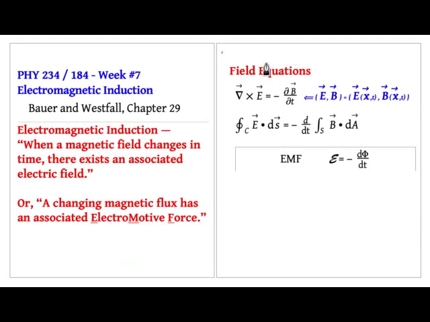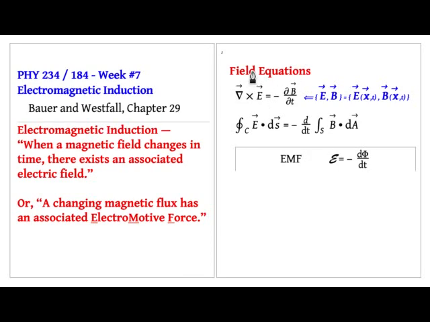Now, here are the field equations. Electromagnetic induction is a purely field effect. So the equations depend only on the electric field and the magnetic field. The field equations make no mention of electric charge or electric currents or anything material at all. It's not really a material process. It's a field process.